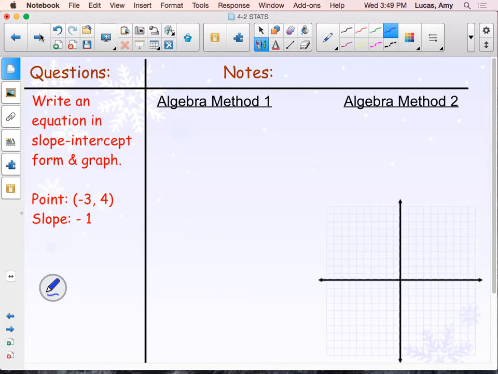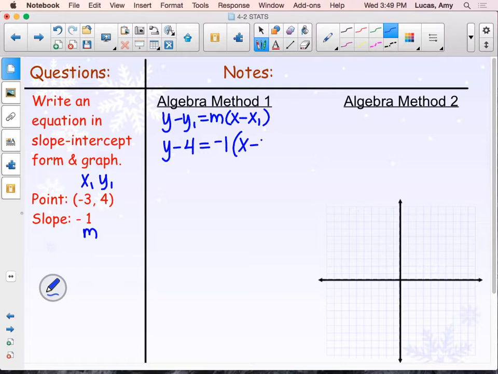Okay, another example. I'm going to use both algebra methods again. So point-slope first. So x1 and y1 and m need to be plugged in my equation. y minus 4 equals my slope times (x minus x1). y minus 4 equals -1 times (x plus 3).